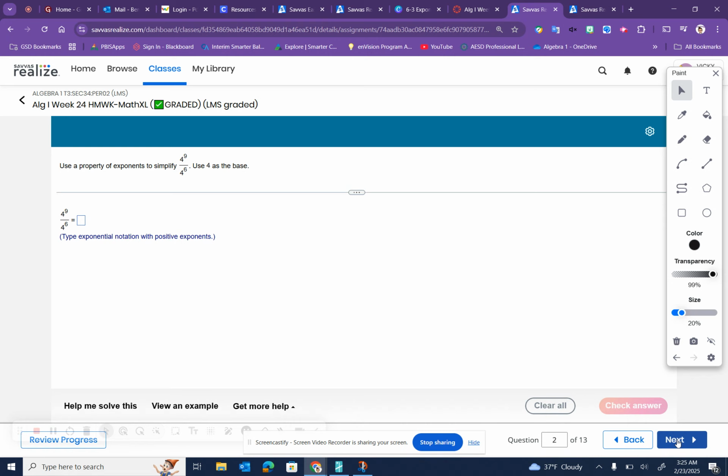Here you're going to use the property of exponents to simplify. Again, you have the same base. A fraction is a quotient. So if you recall from that 8th grade section, we keep the base, but we subtract the exponents. It's always the numerator exponent minus the denominator exponent. So that would make it 9 minus 6, and that would give us 4 to the 3rd power.